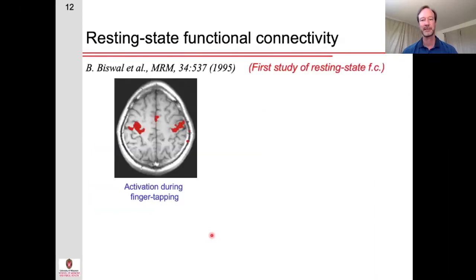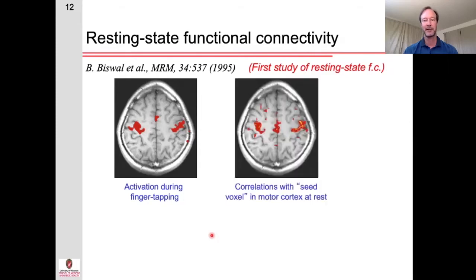This measure of resting state functional connectivity was first discovered by Bharat Biswal at the Medical College of Wisconsin in 1995. So in this study, he had individuals performing a bilateral finger tapping task. You can see the image of activation right here in that task. And actually before that, he acquired a scan at baseline, and then he looked for the correlations within a seed region within the motor cortex. And you can see the striking similarity of these correlations obtained purely at rest compared to the actual activation map that was obtained during the finger tapping task.